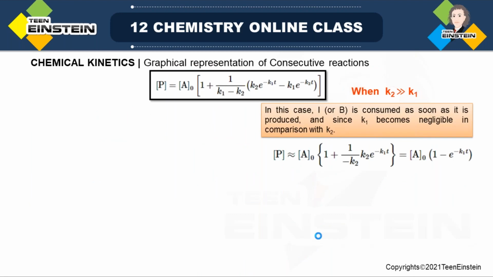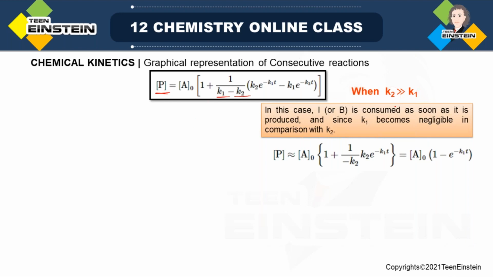Graphical representation: in all cases, that is first order, second order, then parallel reaction, we have seen graphical representation. For consecutive reactions also we will see the graphical representation. So this equation you have already seen in the last slide, that is the expression for the final product P at any time t. Now in this expression we have both the rate constants for the two steps, first step K1, second step K2.